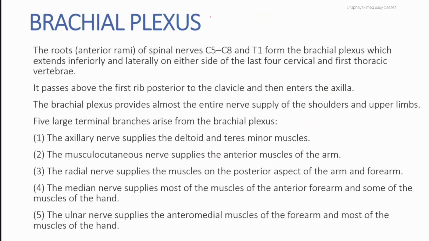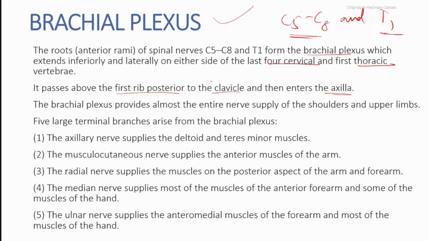The second plexus that is seen is the brachial plexus. And the roots of spinal nerves from C5 to C8 and T1 form the brachial plexus, which extends inferiorly and laterally on either side of the last four cervical and first thoracic vertebrae. These are the last four cervical and the first thoracic vertebrae. It passes above the first rib posterior to the clavicle and then enters the axilla.